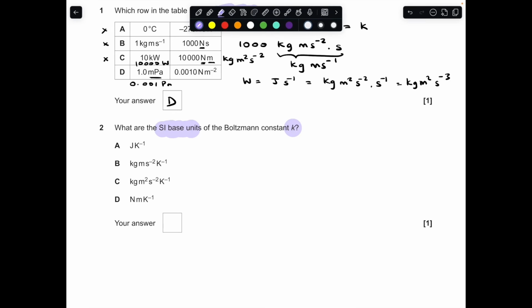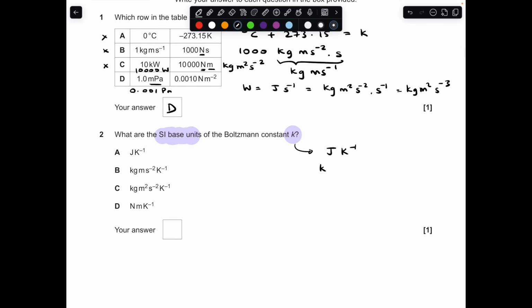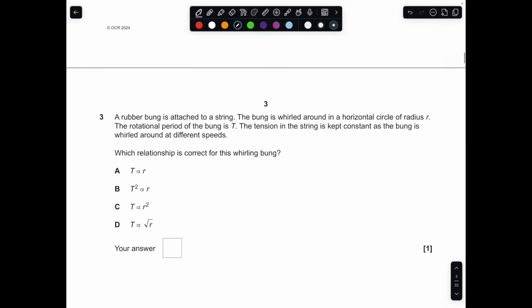So for Boltzmann constant, according to our data booklet, it is given in joules per kelvin. And as I've already mentioned, joules is in kilograms meter squared per second squared, and then times it by per kelvin. That gives us C as the correct answer. Okay, question number 3 now.